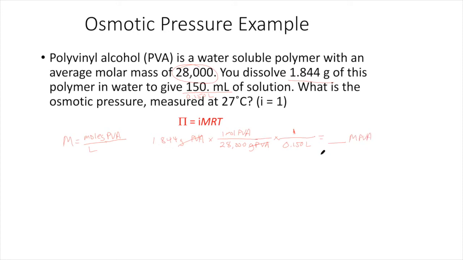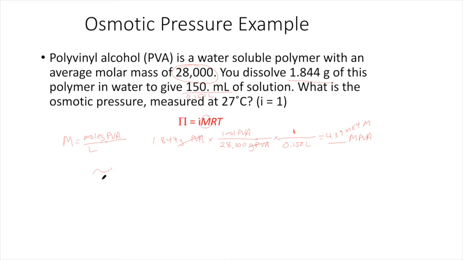Let me do that calculation real quick. 1.844 divided by 28,000, enter. And I'm also going to divide that by 0.15 liters. And I get 4.39 times 10 to the minus 4 molar. So that's my molarity term right there.